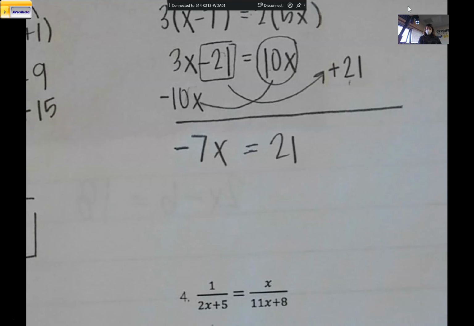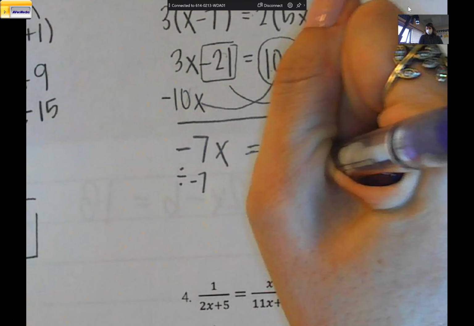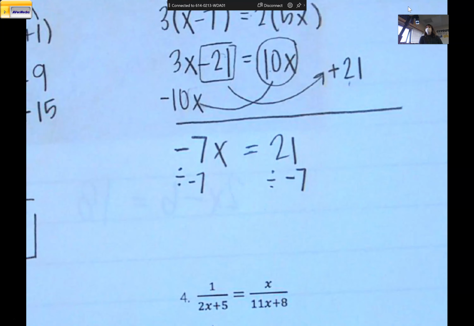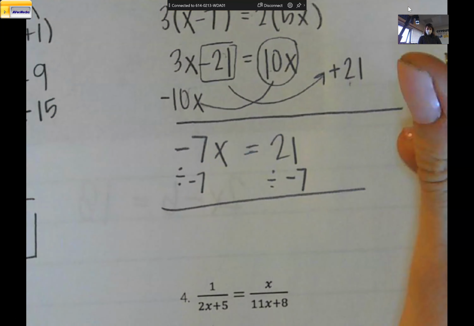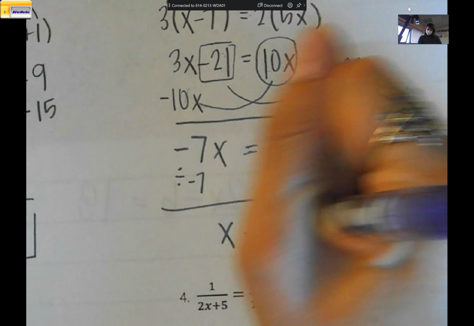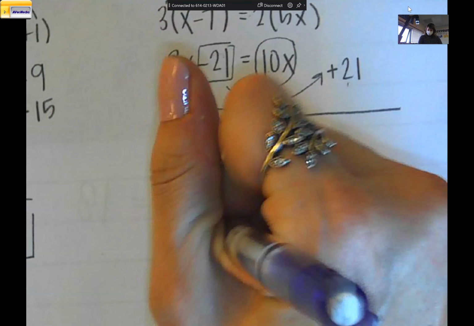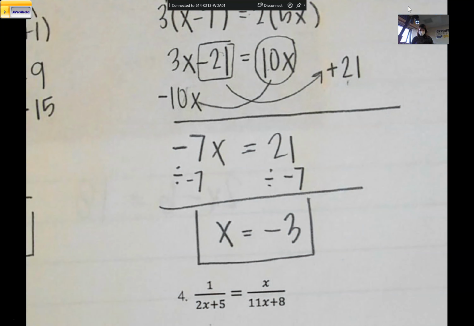And then last step, just like the last one, is to divide by the number that is on the x. So 21 divided by negative 7. What's that one give us? Negative 4? Negative 3. Excellent. Not too bad, right? Okay.